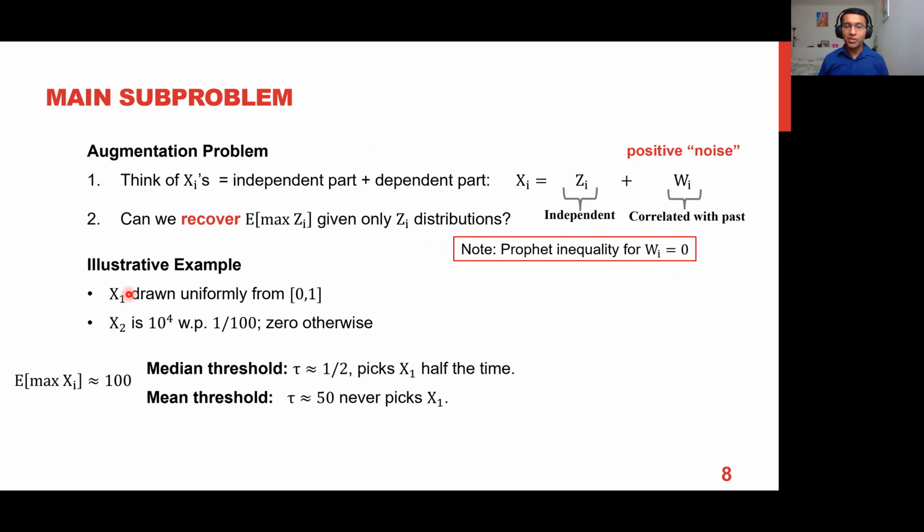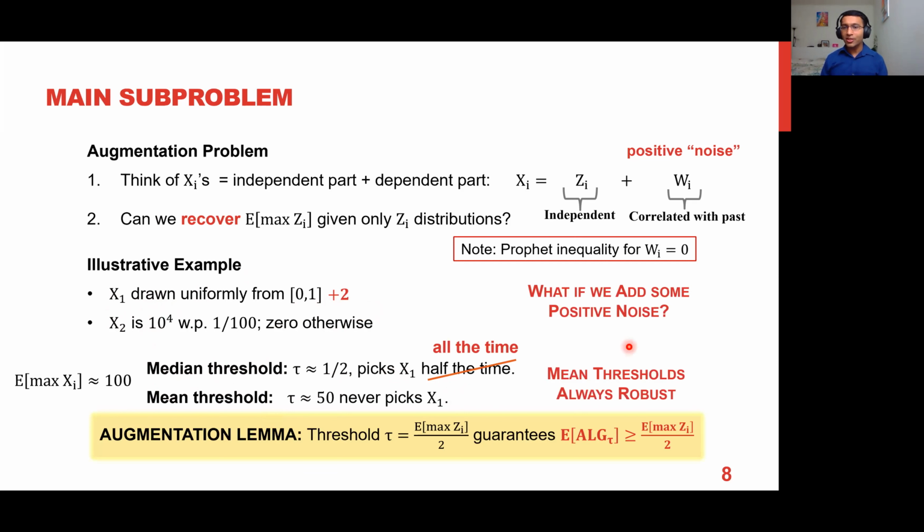So here's a simple example which shows that the median threshold algorithm fails. If you have independent distributions, both median and mean thresholds, as we were saying, will give you constant approximations. However, if I add a slight noise, then the median threshold algorithm no longer works. It gives you a very bad approximation guarantee, whereas the mean threshold algorithm continues to give you a constant approximation. Is that a coincidence or something special? What we actually show is this augmentation lemma: mean threshold algorithms are always robust to such augmentations.